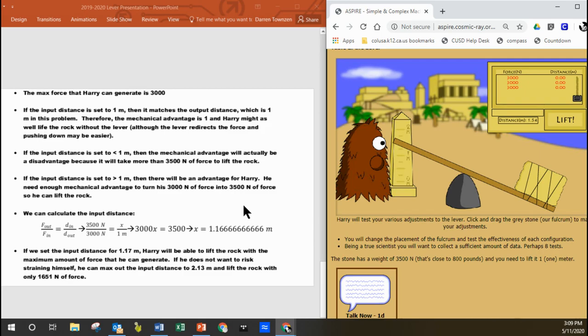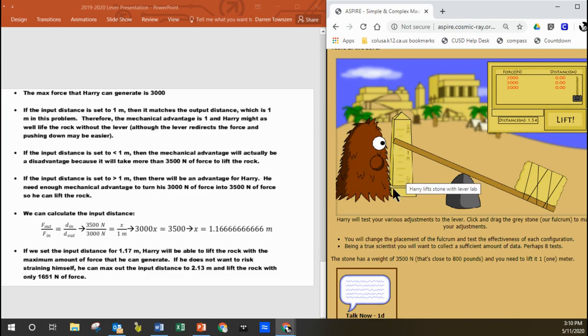So we can calculate exactly how high to put the left end of the lever so that with his maximum amount, his 3,000 newtons of force, he will be able to move the 3,500 newton rock. So here's our formula. The force out over the force in equals the distance in over the distance out. So the force output that we need is 3,500 newtons. That's how much the rock weighs. The input force is going to be 3,000 newtons because that is all the force that Harry can generate. The input distance is what we're trying to calculate.